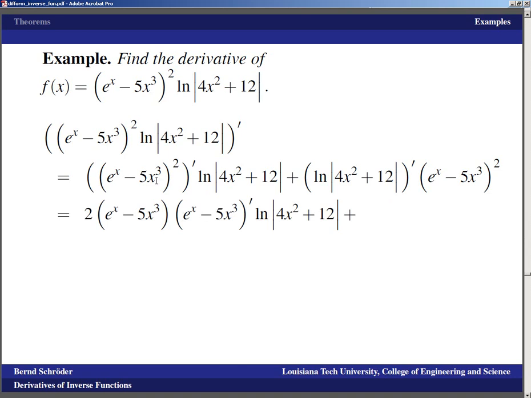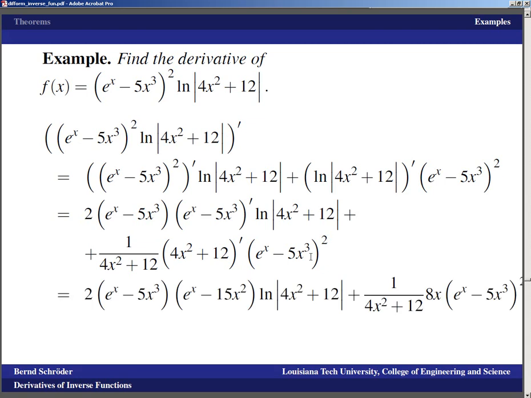Now I take the derivative of the first, which by chain rule is 2 times whatever is inside, e to the x minus 5x cubed, times the derivative of the inside, and I'll just keep that, times ln of 4x squared plus 12, plus, and now we still have the other one, which is 1 over whatever is inside the log, 4x squared plus 12, times the derivative of the inside of the log, 4x squared plus 12 prime, times, well, whatever was behind that, e to the x minus 5x cubed squared.